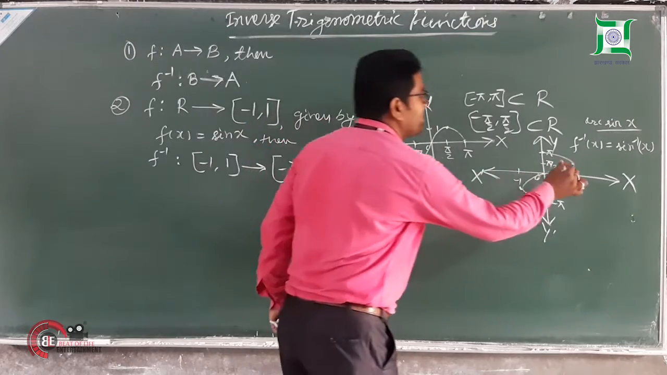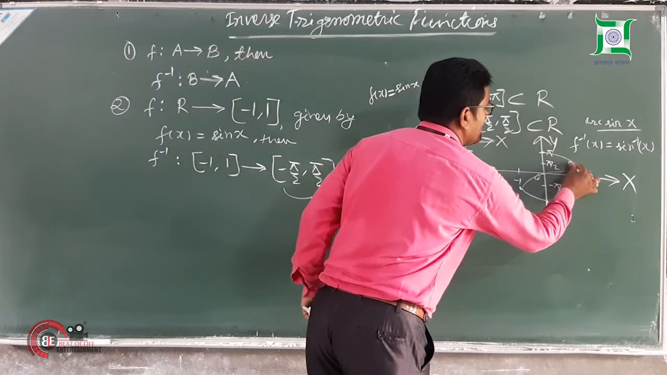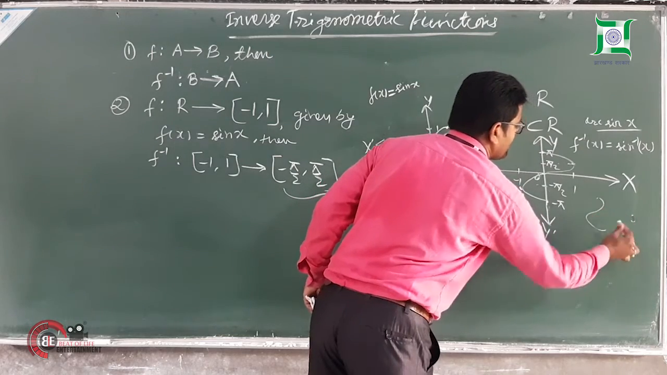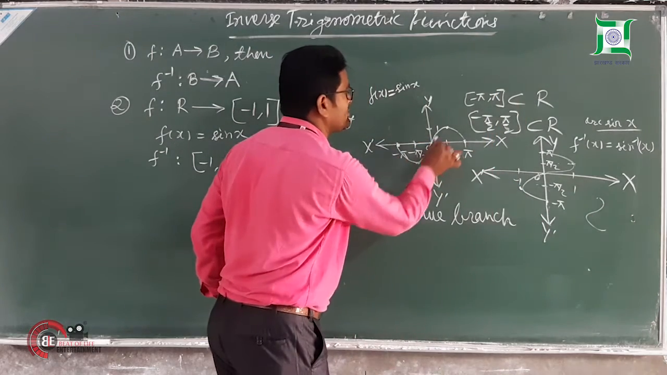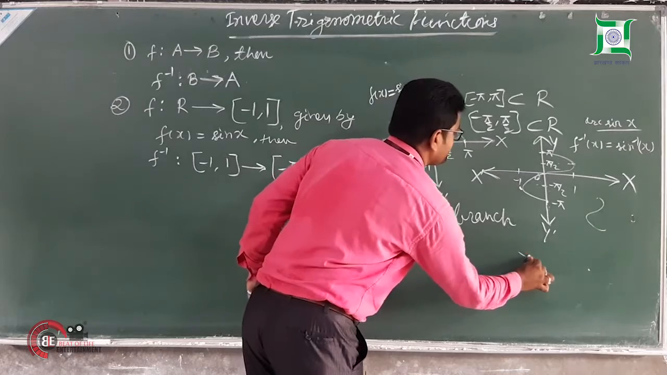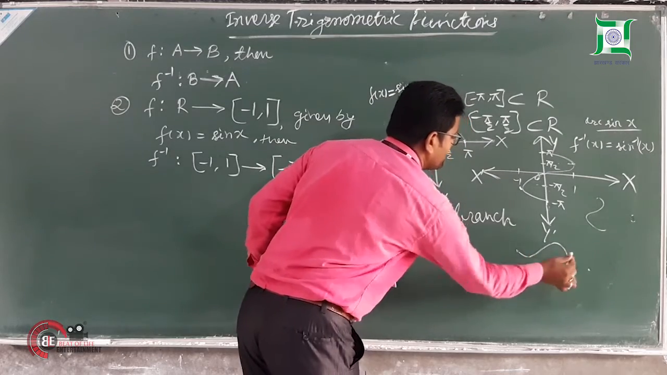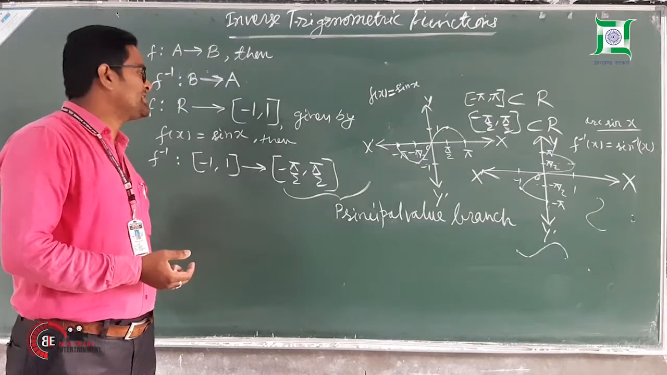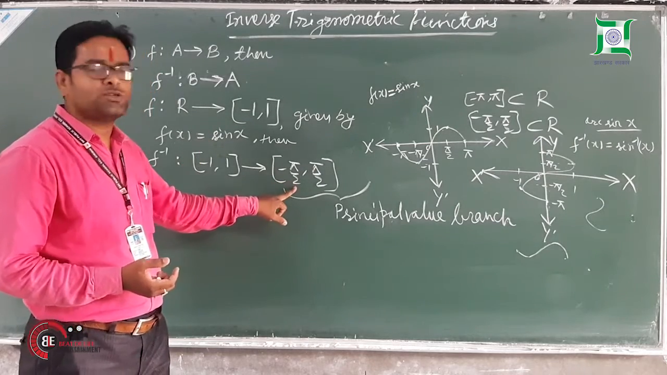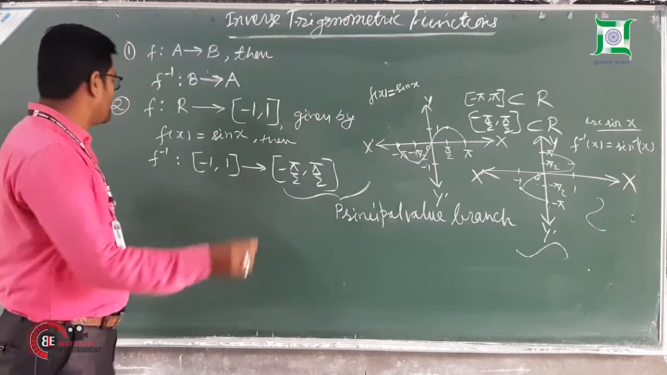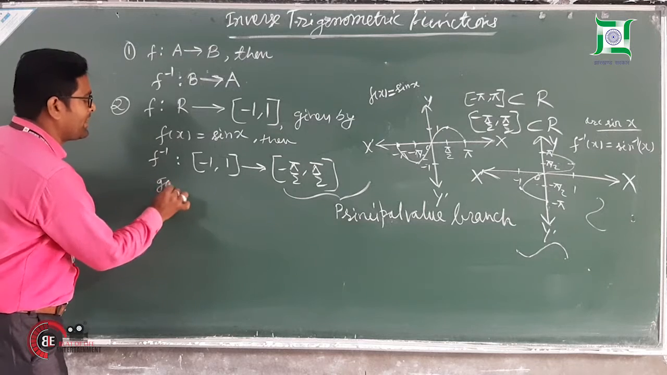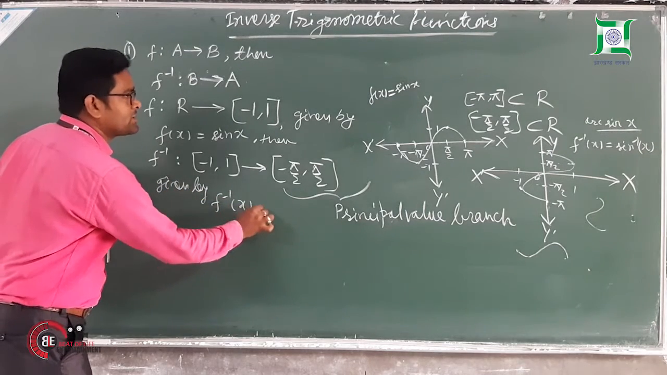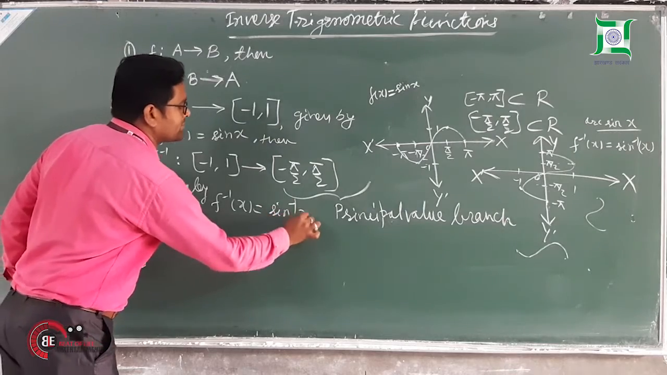You see, between minus pi by 2 to pi by 2, if we restrict it, this will be the part of this function in this way. You can see this is the part. Here also we can see this is the part, so we can easily visualize it. So to make it easier, we restrict its range to minus pi by 2 to pi by 2. It can be written as now given by f inverse of x is equal to sine inverse x.